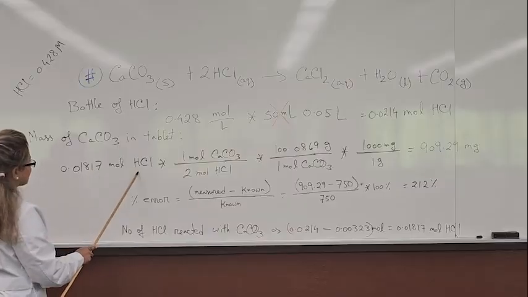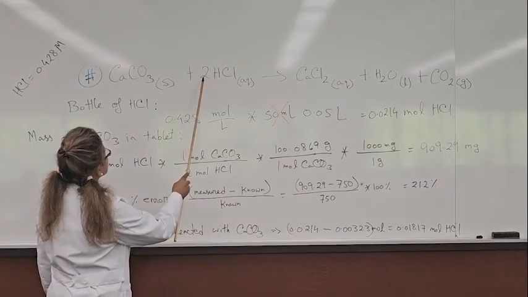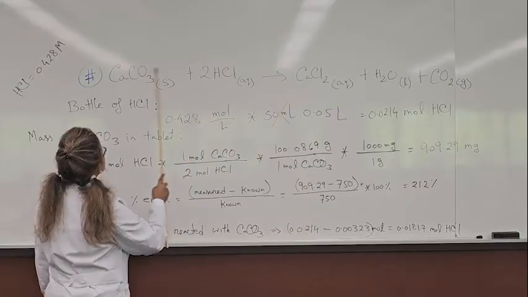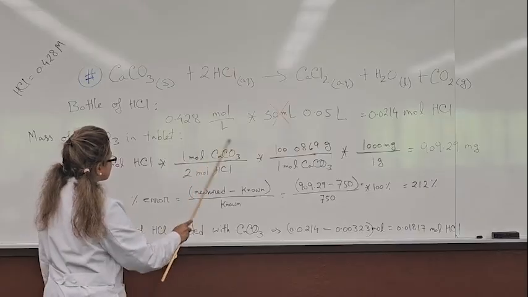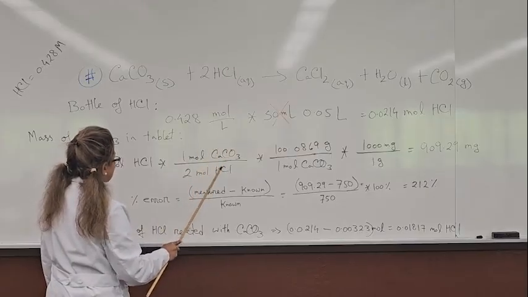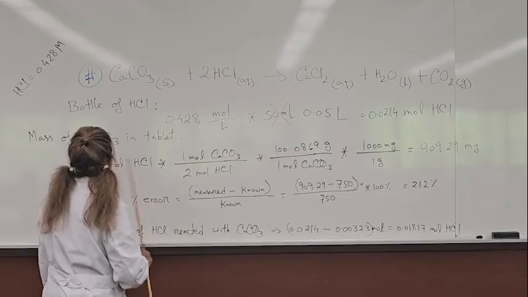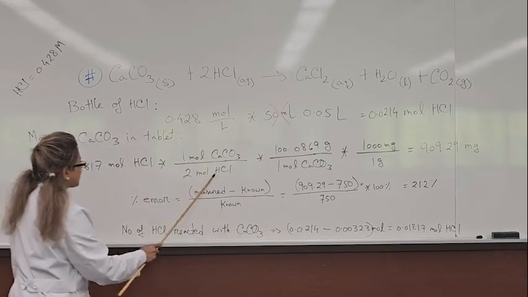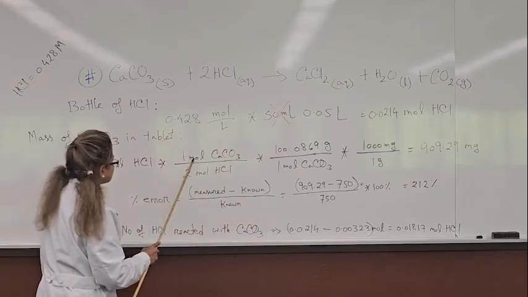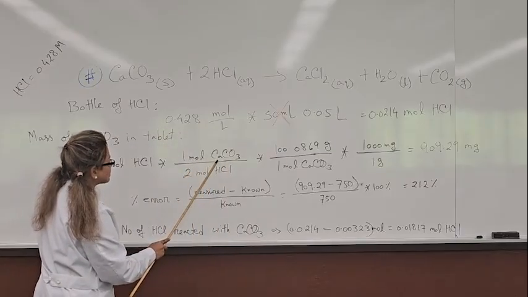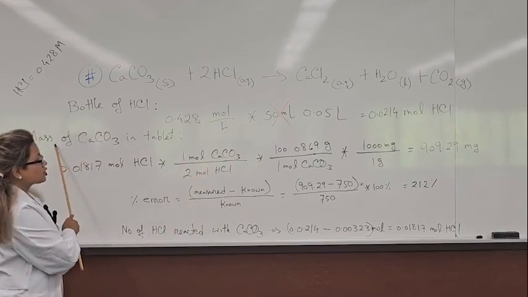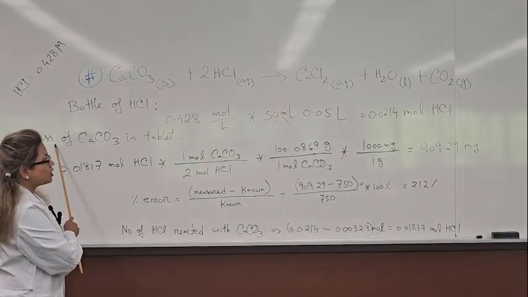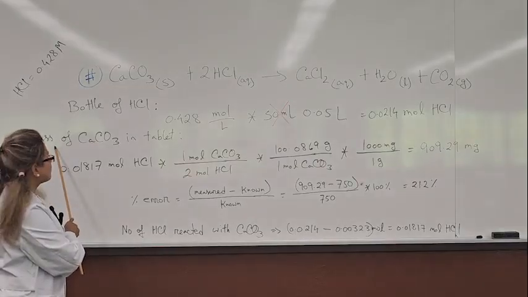0.01817 moles of hydrochloric acid reacts with, in a ratio of 2 moles of hydrochloric acid to 1 mole of calcium carbonate. As I want to know the mass of calcium carbonate, I should cancel my hydrochloric acid, right? So I cancelled my hydrochloric acid, and I get the moles of calcium carbonate. Now I want the mass, so my unit should be in gram or milligram, right?